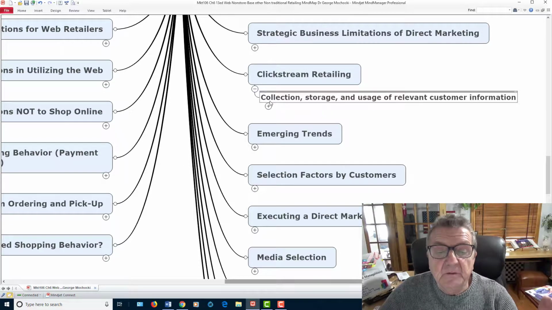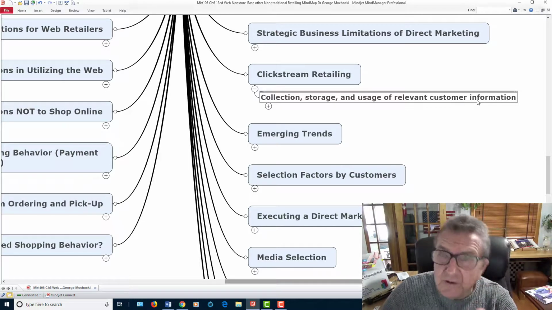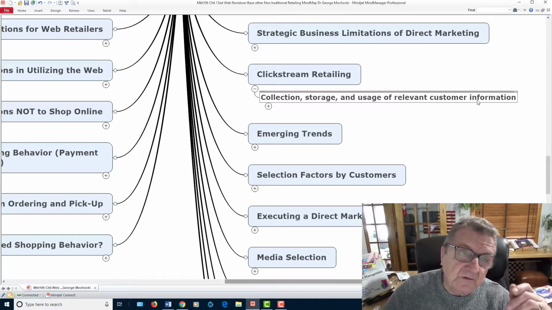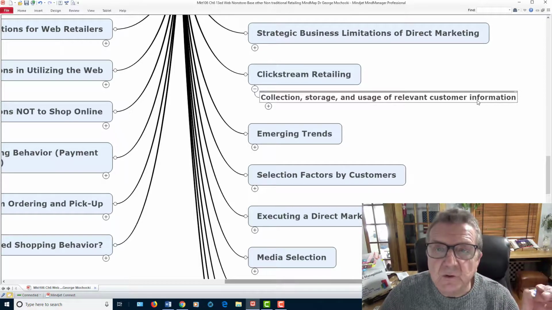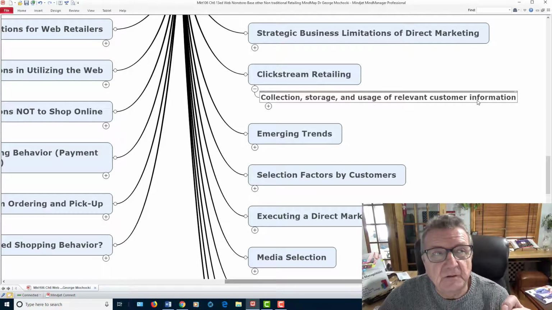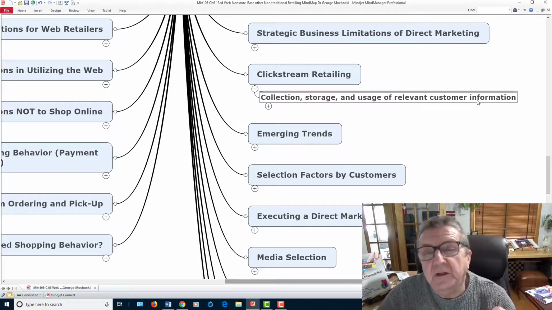Click streaming, collection, storage, and usage of relevant customer information. Every time on the internet, when I click on one site, I click over here, I look at this, all that is being tracked. No different than when you walk in the store and you've got the security cameras watching you for your safety, and so you don't steal from the business. That's a big cost. I think a lot of businesses lose about 20% or more, depending on the area, of goods that are stored, mislabeled. People put them in other boxes, so security cameras are there.